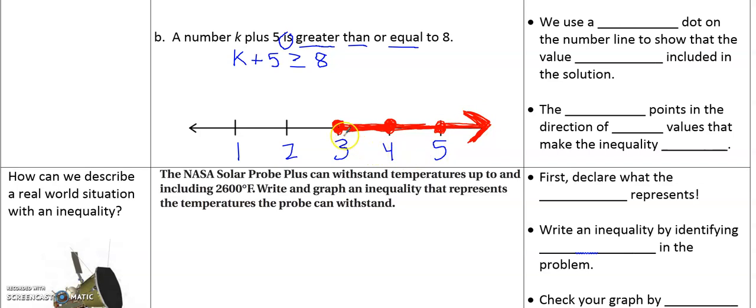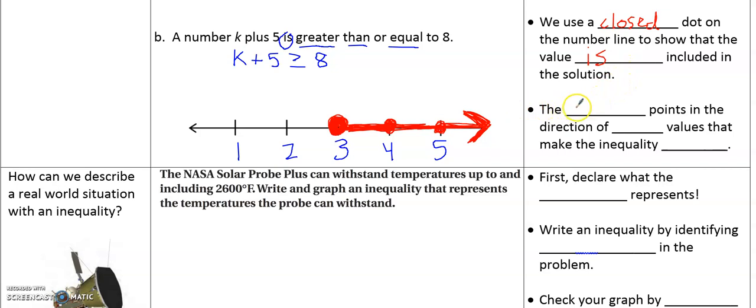But look at the difference from the last one. Instead of an open dot, because 3 makes this true, we're going to make this a closed dot. It says 3 is part of the solution set, but everything to the left of 3, everything that's less than 3 is not. So we use a closed dot on the number line to show that the value is included in the solution.